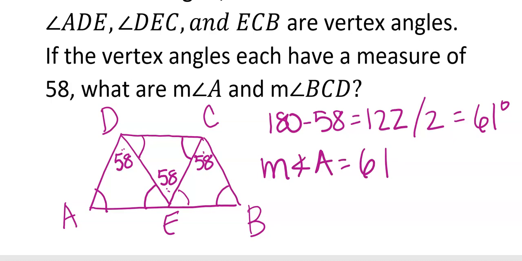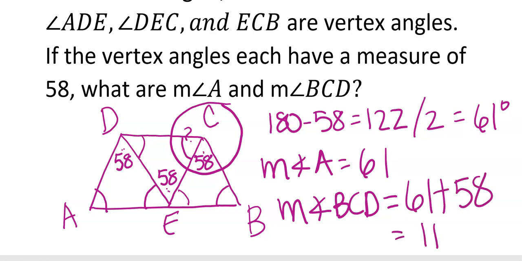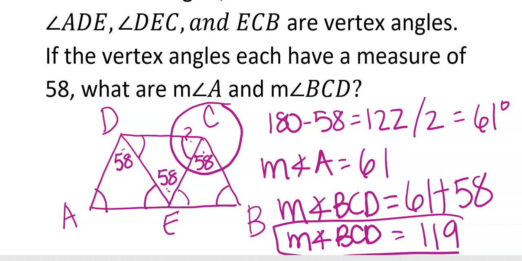And BCD, this one, is how much? Or how do we do it if you don't have the answer in your head? The one angle is marked 58. What's this one again? 61, so you add them. So that would be 119. So it's not always double. It depends on the picture and what they give you.